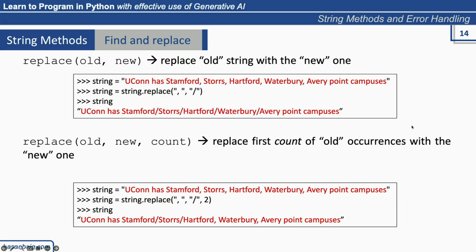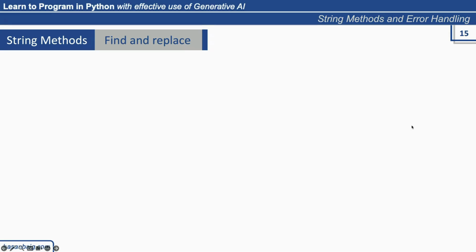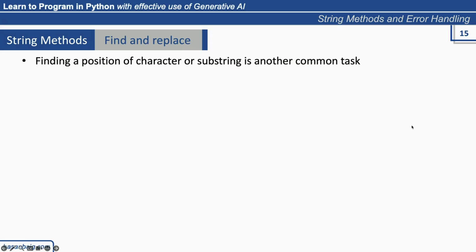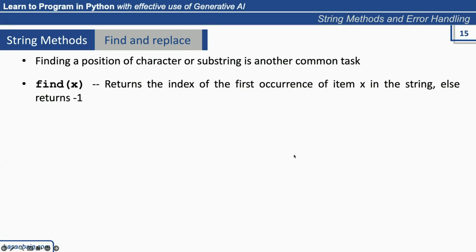Okay, so split method, join method, replace method, and then finding the position of a character is another common task in program development. There is a method called find(x) that returns the index of the first occurrence of item x in this string. If it does not find x, it returns -1. Now x can be a single literal character, a substring, or even a sentence.